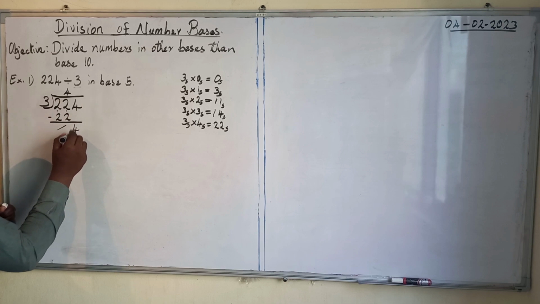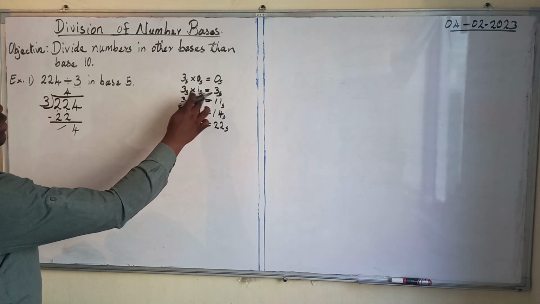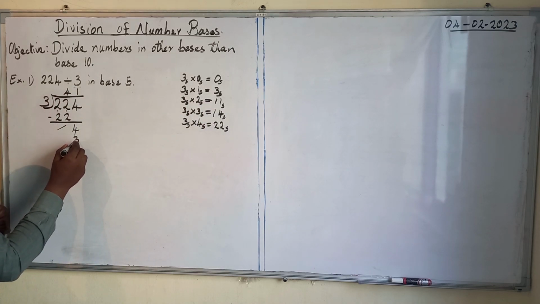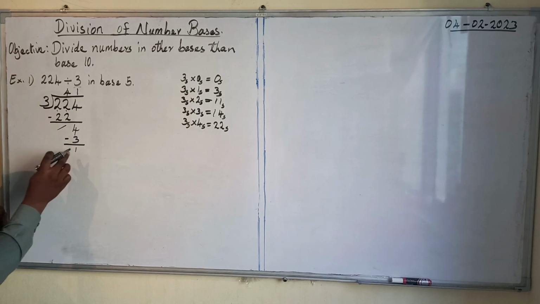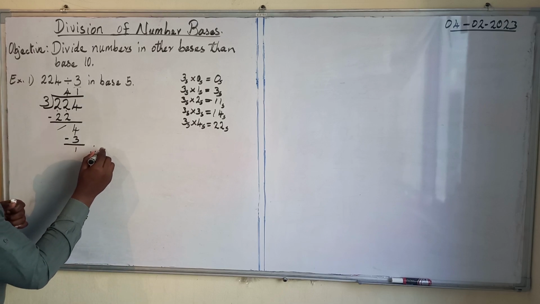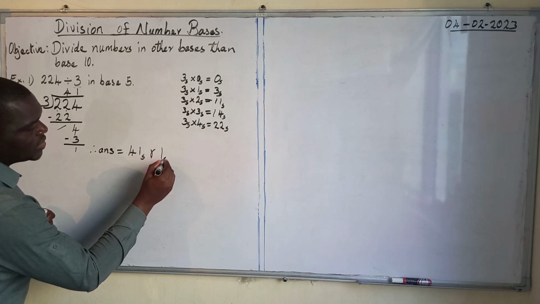You bring down 4. 4 divided by 3. The nearest number here should be 1 time. 1 times 3 in base 5 will give 3. And if you subtract, you have a difference of 1. That will be the remainder. There's no other number to bring down. Therefore, our answer will be equal to 41 remainder 1 in base 5.